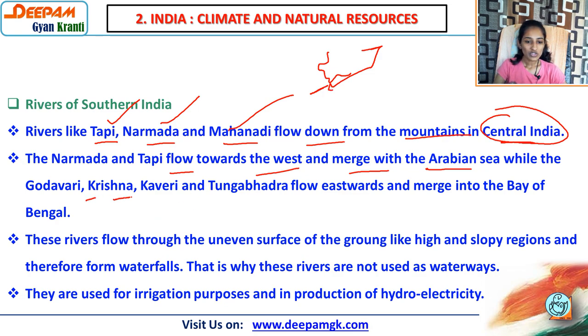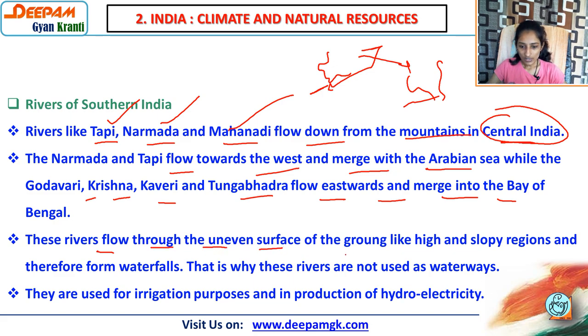Well, Godavari, Krishna, Kaveri and Tungabhadra flow eastwards and merge into the Bay of Bengal. Here you have the Bay of Bengal, so these flow like this and go into the Bay of Bengal. These rivers flow through the uneven surface of the ground, like high and sloping regions, and therefore form waterfalls.